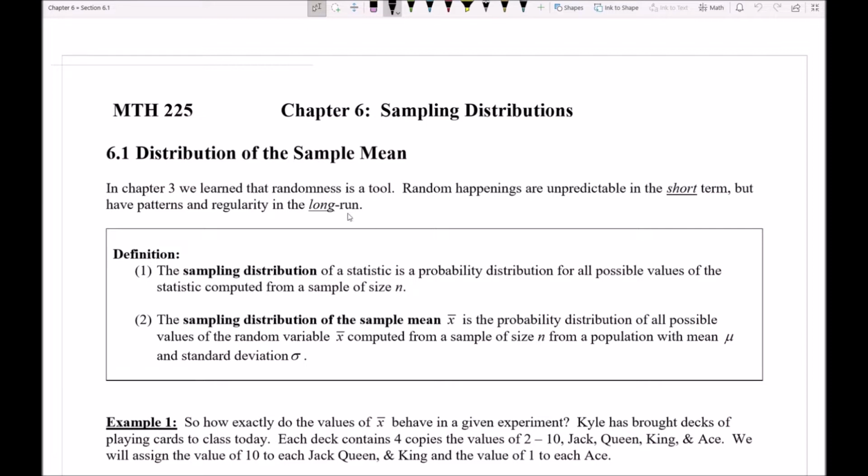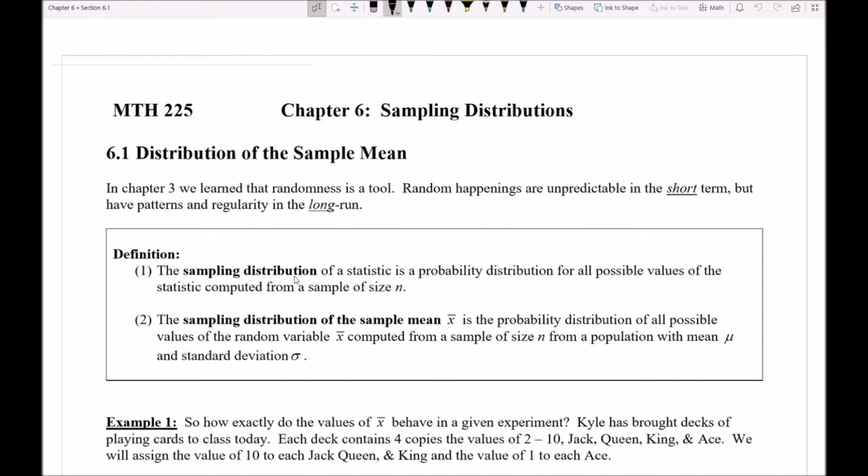As I state here at the top, in Chapter 3, we learned about probability helping us measure the likelihood of certain events happening randomly. And randomness is ultimately a tool. Random happenings are unpredictable in the short term, but in the long term, there can be some patterns and some regularities. This is what probability is all about, helping us understand what happens in the long run. So what we're going to be doing here is to try to understand that there are some other interesting random variables that we can make use of here.